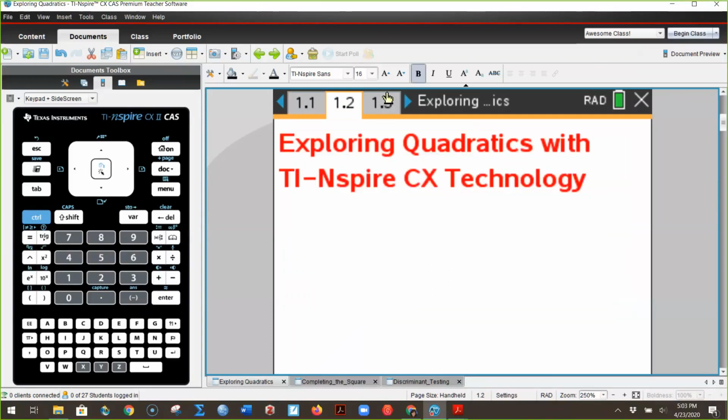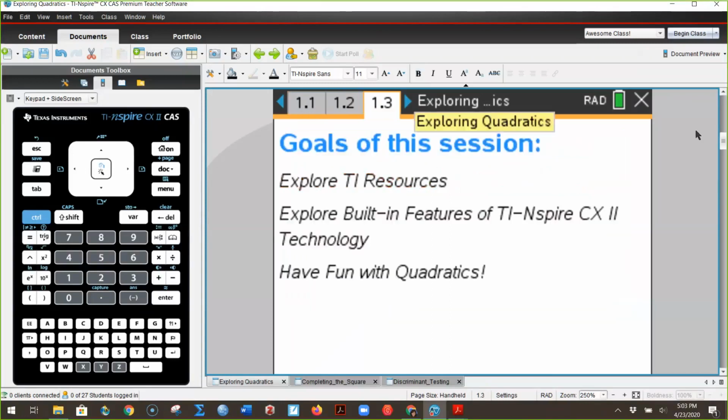We're going to be exploring quadratics, and this is such a big, huge subject that there's no way that we can touch on everything. So I just picked a couple things to talk about, and I'm sure that I won't get through my entire list. The goals for this evening is that I want to go through a couple TI ready created resources for you, and how I would use those in my classroom and other ways that we could explore using them.